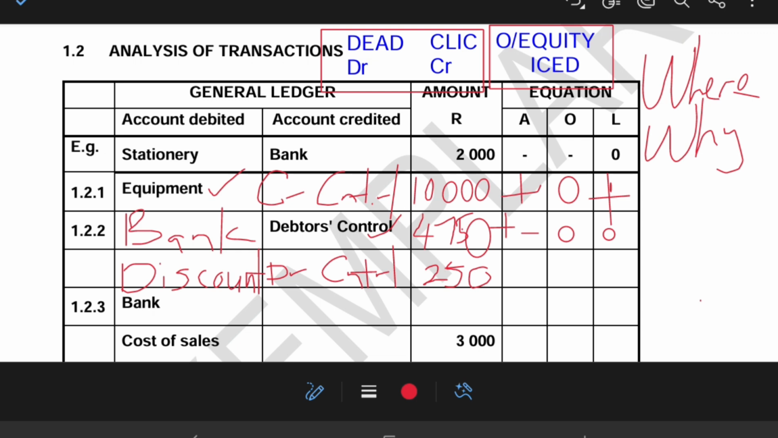Then discount allowed is an expense, so it is affecting under owner's equity. And when expenses increase under owner's equity, it's a decrease. Then debtors control is also decreasing here. By the way, when expenses increase under owner's equity, what happens to the wealth of the owner? He now has less money. So that's what we mean by that negative. And then liabilities are not involved, so it's a 0 there. Then we move on to the next one.